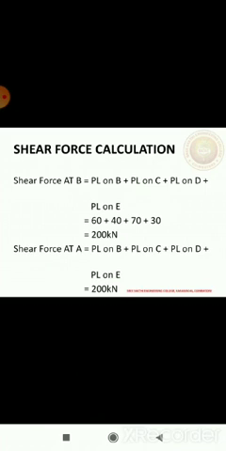We know that the shear force at the fixed end is the shear force acting just before point A, that is, we take the shear force at B. Shear force at A equals the point load on B plus the point loads on C, D and E. There is no load on A, so the shear force at A is 200 kilonewton.